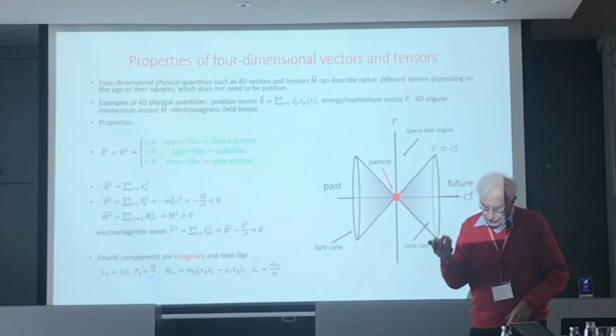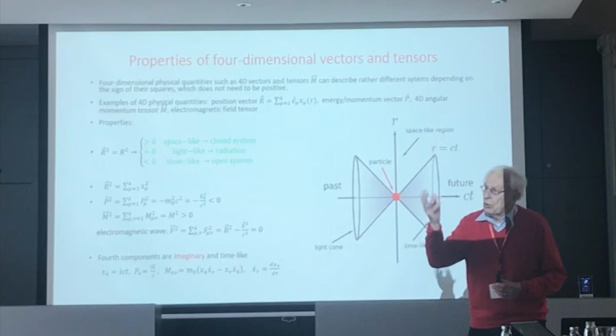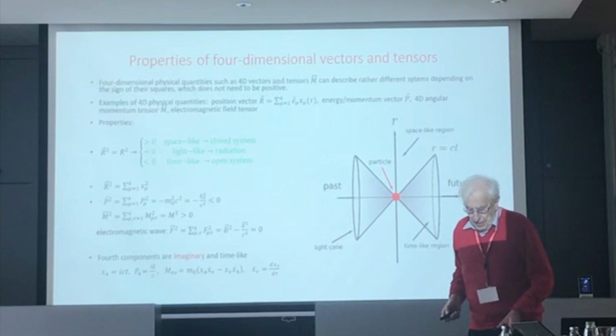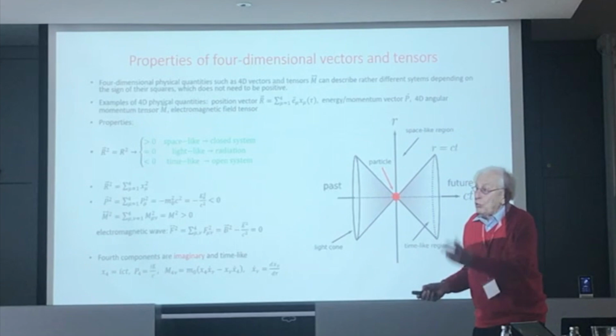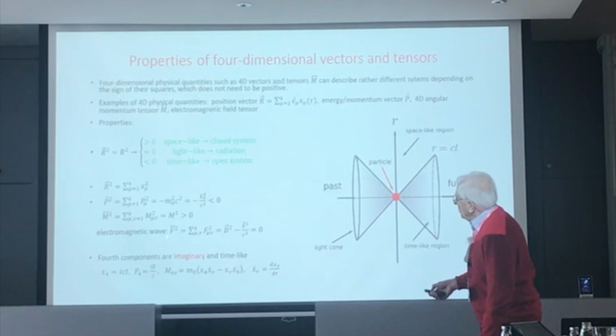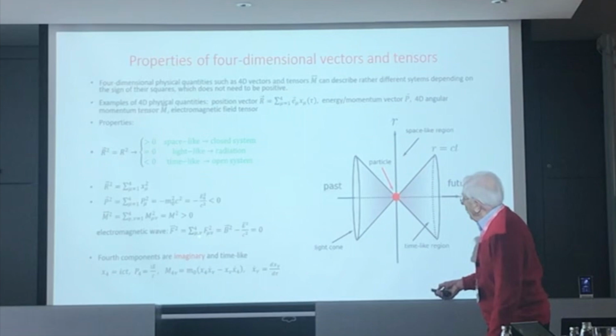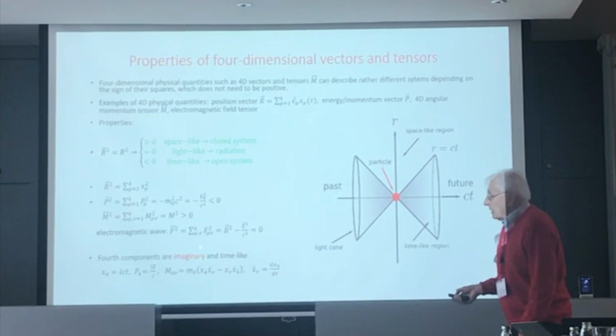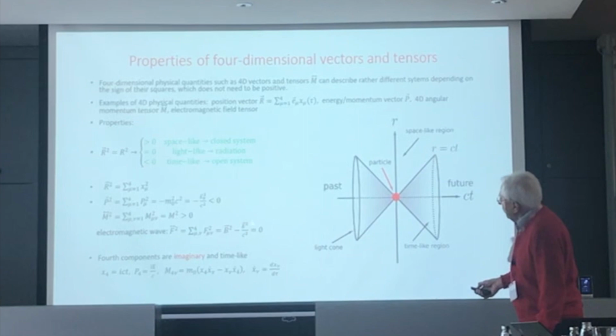Also axial vectors. Axial vectors you describe in three-dimensional rotation, but in four dimensions it becomes an antisymmetric tensor. Perhaps you all know. For example, I have chosen here the electromagnetic wave. This is the square of the electromagnetic field tensor, and if you write it down and apply it to the electromagnetic wave, what comes out? This square is zero. But that does not mean that its components are zero. So we see here this one is the time-like component, and this is a space-like component. Time-like components always have something to do with energy.